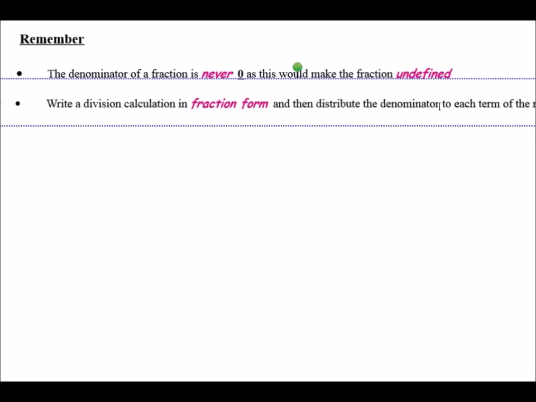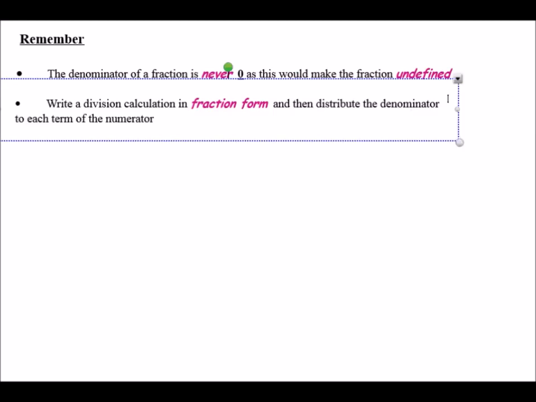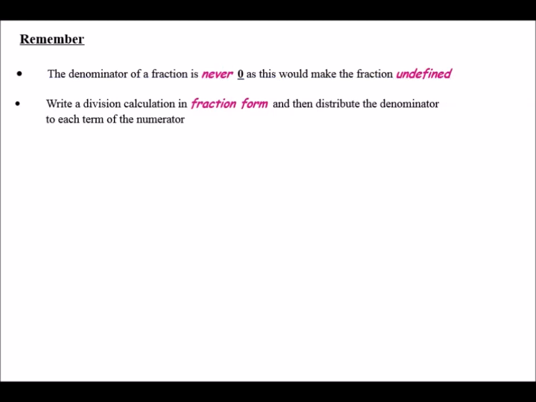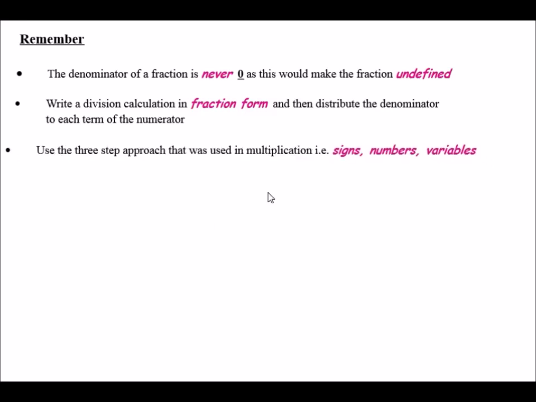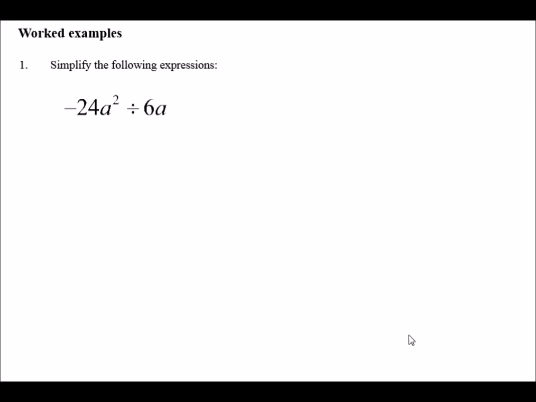What I suggest here is that you write the division calculation in fraction form, then distribute the denominator to each numerator. Use a three-step approach that was used in multiplication: signs, numbers, variables. And remember, the variables are the letters. Collect the like terms if possible. That you need to learn. Right, let's look at the worked example.